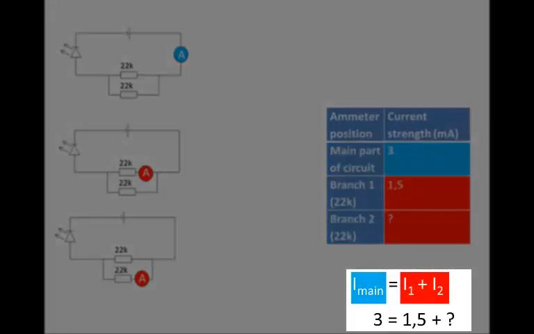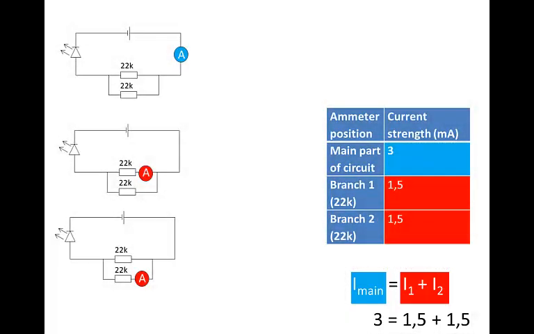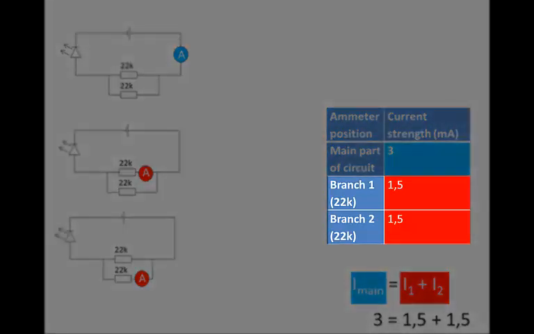I main equals 3, and that equals I1 plus I2, where I1 is 1,5. What must we add to 1,5 to get the answer of 3? 3 is equal to 1,5 plus 1,5. Notice that in this case, there's an equal current strength through each of the branches. The current splits equally, and that's because in this circuit, each of the two branches is just as resistant as the other. The resistance is the same in branch 1 as branch 2, 22K for both. That's why they split equally.